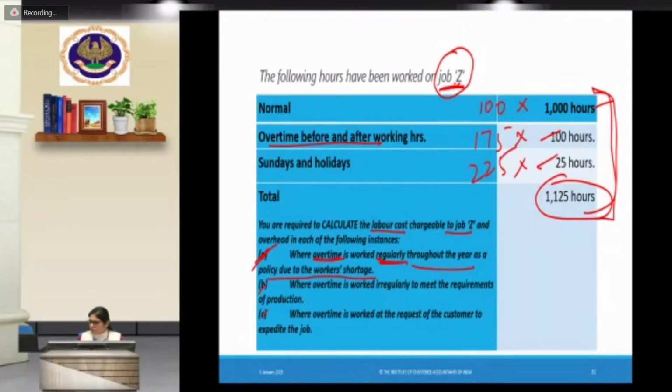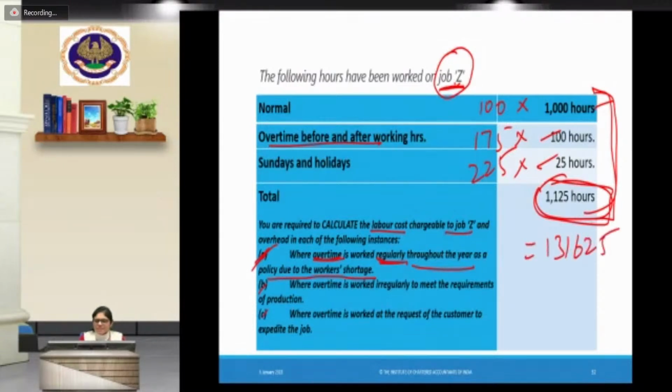So this is the normal wage rate per hour. I hope you have calculated this. In the first case, we have calculated this. For 1125 hours, can you calculate the total cost at the per hour rate? If we calculate through that also, it is 131,625.